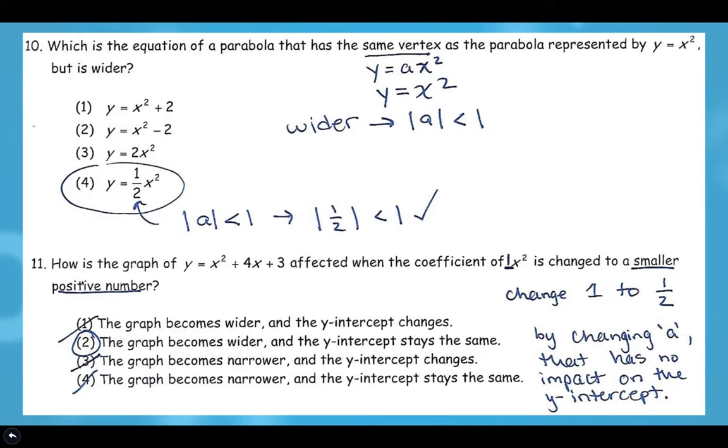Alright, and then number 11 is very similar to question 10. It wants to know how the graph of the function y equals x squared plus 4x plus 3 is affected when the coefficient of x squared, so we have a 1 in front there, is changed to a smaller positive number. So again, we can follow that example from before. Change 1 to a half, as we have over here. Well, that half made the function wider, and it didn't change the y-intercept. So it has to be choice 2.